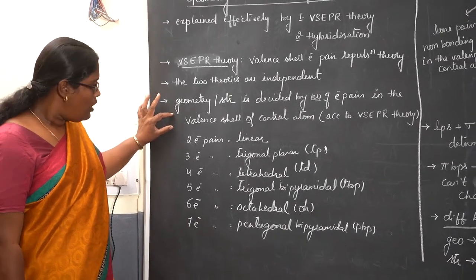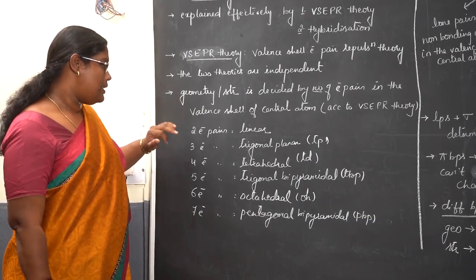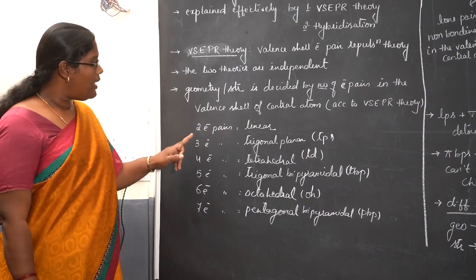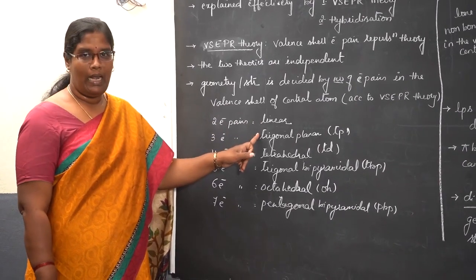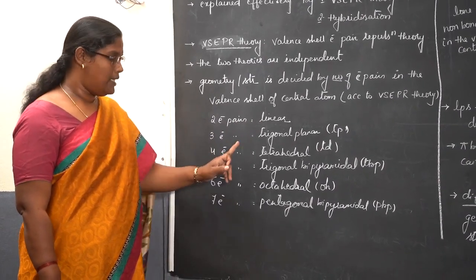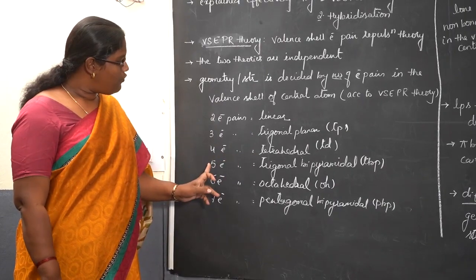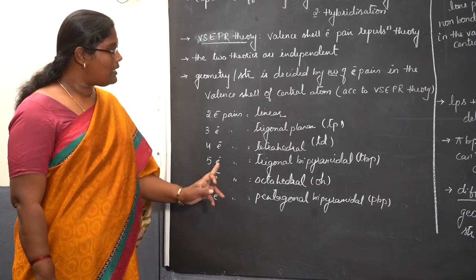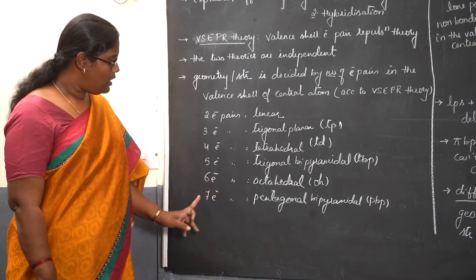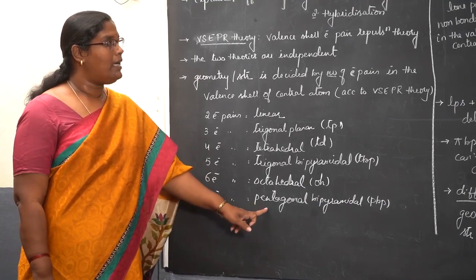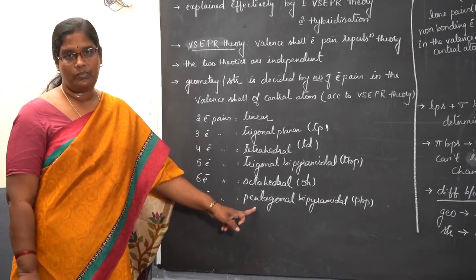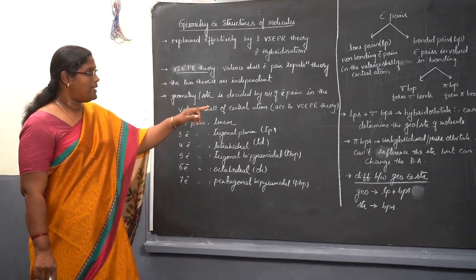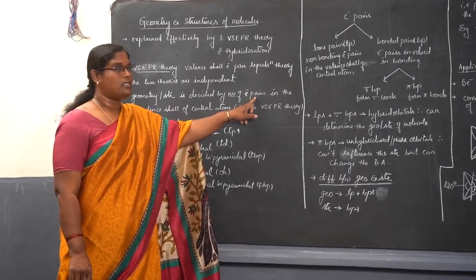In the valence shell of the central atom, if you have 2 electron pairs, it will be linear. 3 electron pairs, trigonal planar. 4 electron pairs, tetrahedral. 5 electron pairs, trigonal bipyramidal. 6 electron pairs, octahedral. 7 electron pairs, pentagonal bipyramidal. So we say that the geometry or structure is decided by the number of electron pairs.